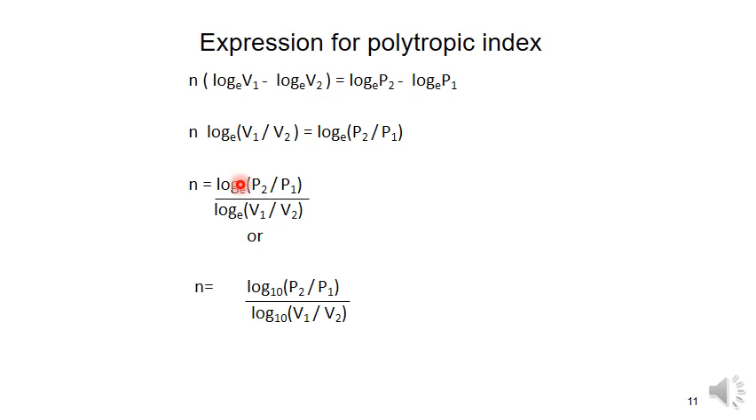We can write it either way, P2 by P1 or V1 by V2, or we can write this equation as log_e P1 by P2 divided by log V2 by V1. We can write anything like this, interchanging P1 by P2 and in the denominator V2 by V1. So n is equal to log_e P2 by P1 over log V1 by V2, or base 10 also, where the 2.3 gets cancelled and the remaining is log base 10 P2 by P1 over log base 10 V1 by V2. So this is the polytropic index.